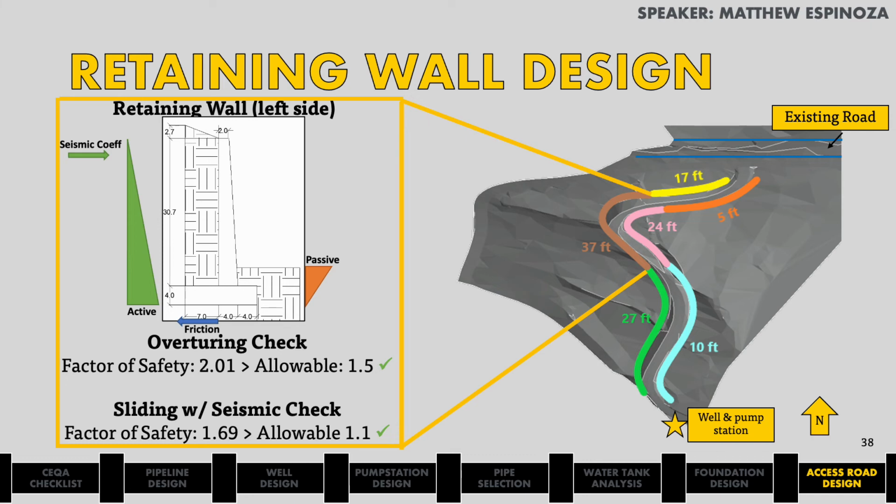The factors of safety for overturning, bearing, and sliding have been checked and passed the required limits. This concludes all of our engineering design considerations for our completed water system. In the next slide, we will be going over our commitment to sustainability.